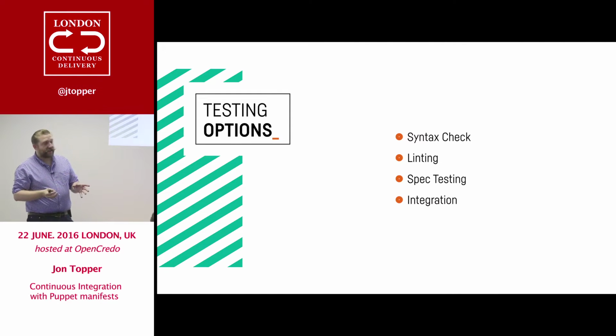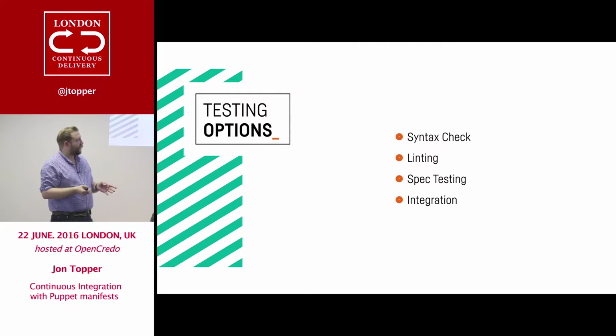We also have spec testing. Spec testing in the Puppet world is similar to spec testing in Ruby. Does anyone know spec testing in Ruby? We work with RSpec and those sorts of tools. So RSpec allows you to write tests that assert certain things about the Puppet catalog.